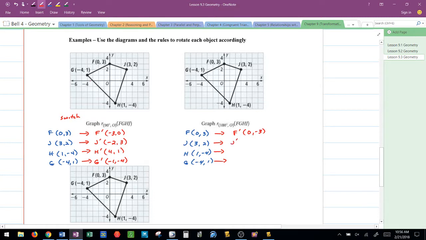J prime, let's see, 3, 2 is going to come down here to the third quadrant, so it's going to become negative 3, negative 2. H prime is going to rotate from the fourth quadrant up to the second quadrant. All right, so that's going to be negative 1, positive 4. Opposite, opposite. G prime is going to go from the second quadrant to the fourth quadrant, so that's going to become 4, negative 1.